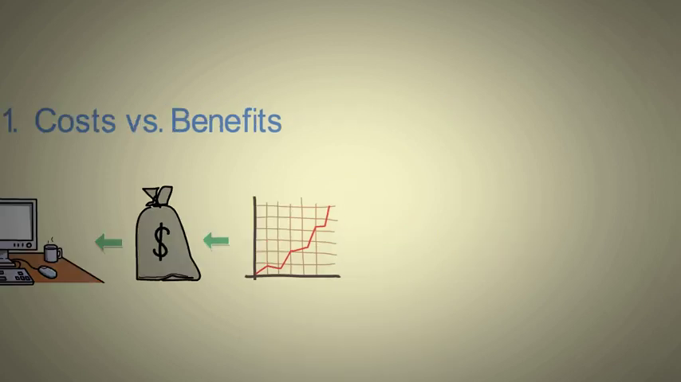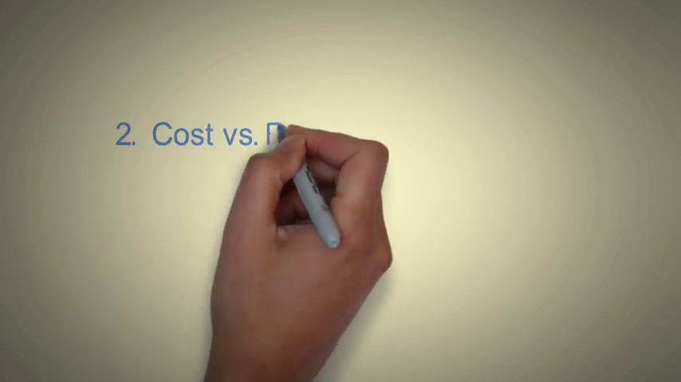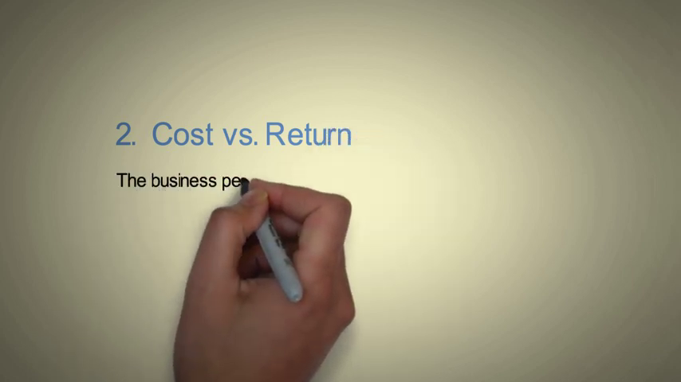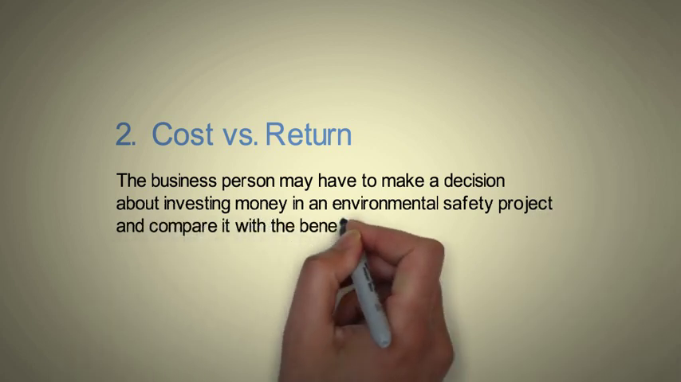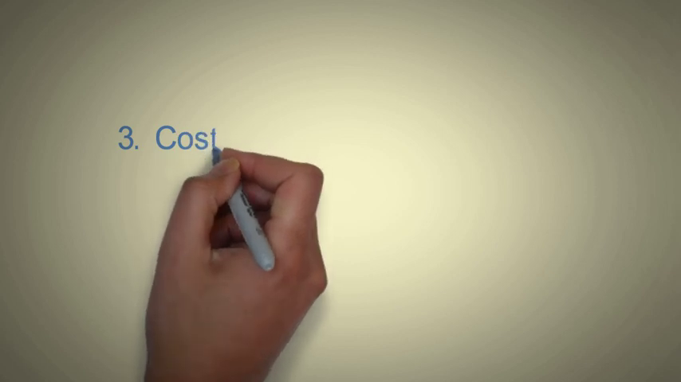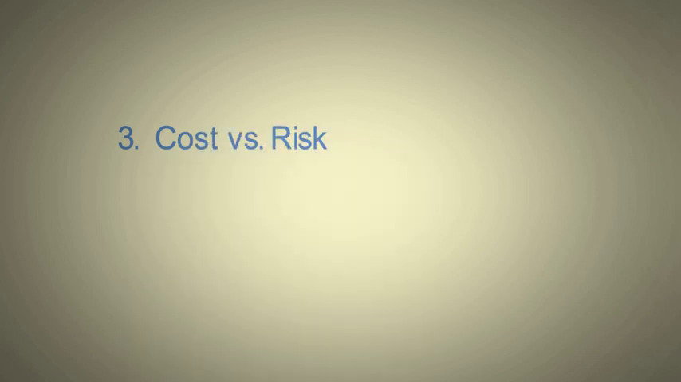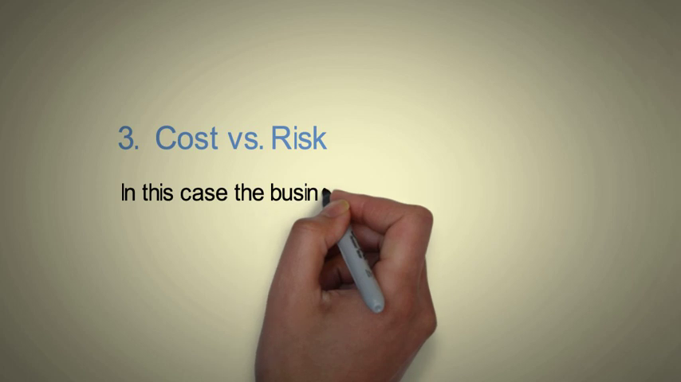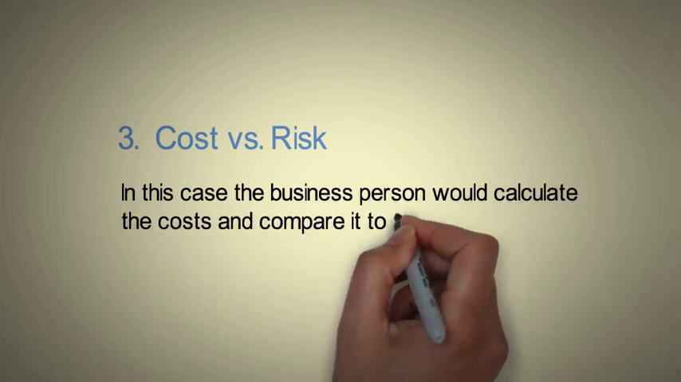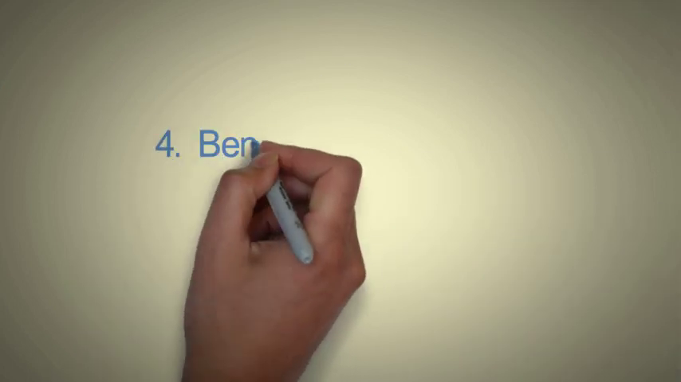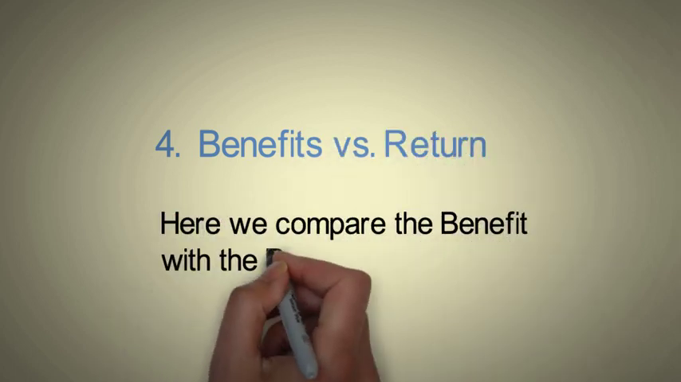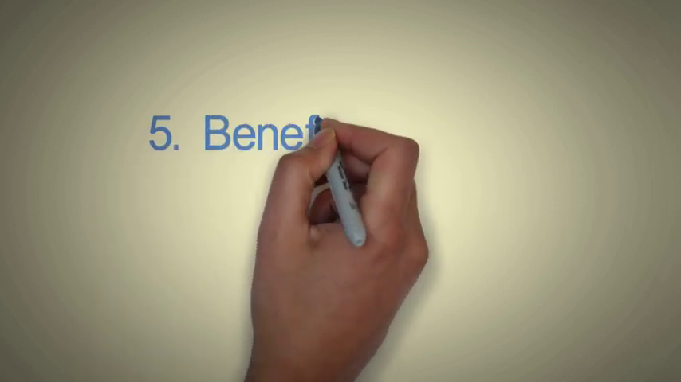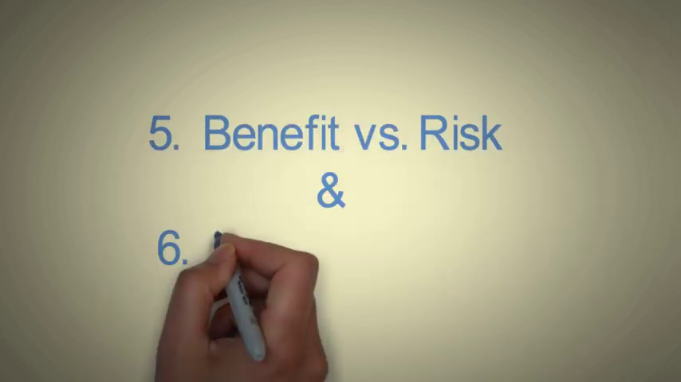Number 2, cost versus return. The business person may have to make a decision about investing money in an environmental safety project and compare it with the benefits of the project. Number 3, cost versus risk. In this case, the business person would calculate the cost and compare it to the risk incurred. Number 4, benefit versus return. Here, we compare the benefit with the return. Now, number 5, benefit versus risk, and number 6, return versus risk.